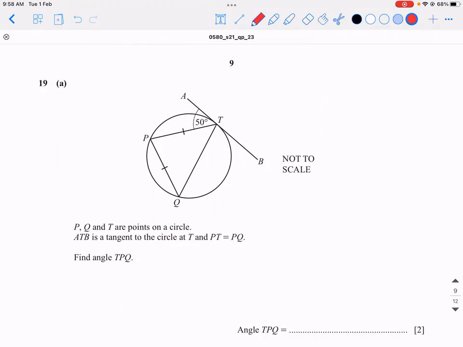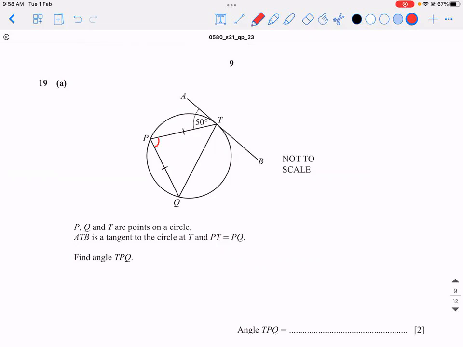P, Q, R, and D are points on a circle. ATB is a tangent to the circle at the point D, and PT and PQ are exactly equal. They are asking to find angle TPQ. So that means they are asking about this angle, correct? Okay. So how are you going to do this question? They're asking about this angle.